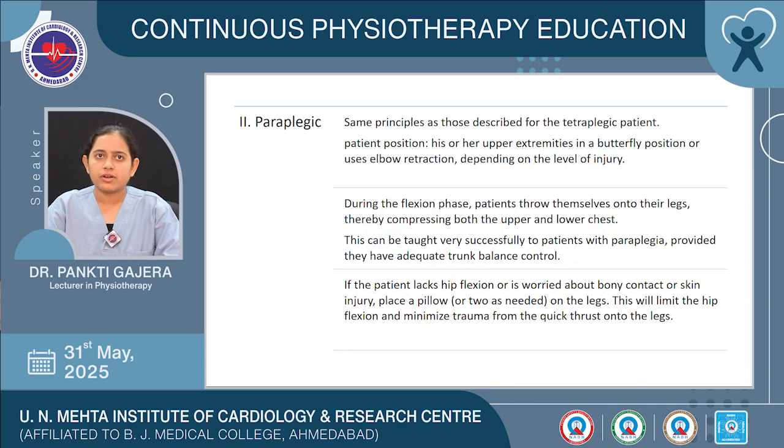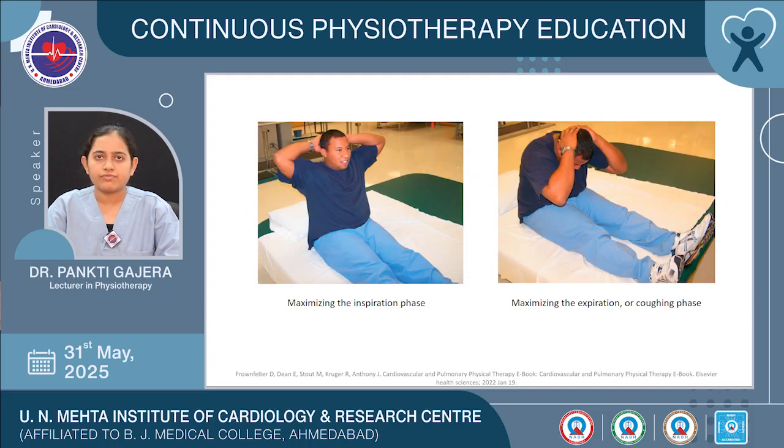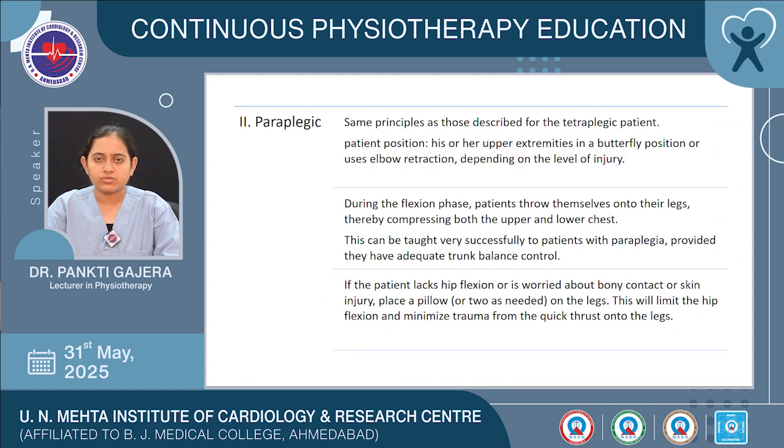Second variation is for paraplegic patients who have only lower limb weakness or paralysis. The principles are the same as those described for the tetraplegic patient. The patient's upper extremities are in a butterfly position or use elbow retraction, depending on the level of injury. So, this is the position for the patient in butterfly position.